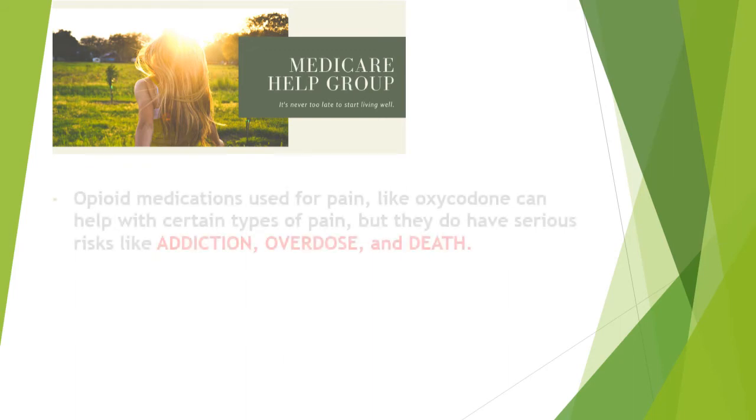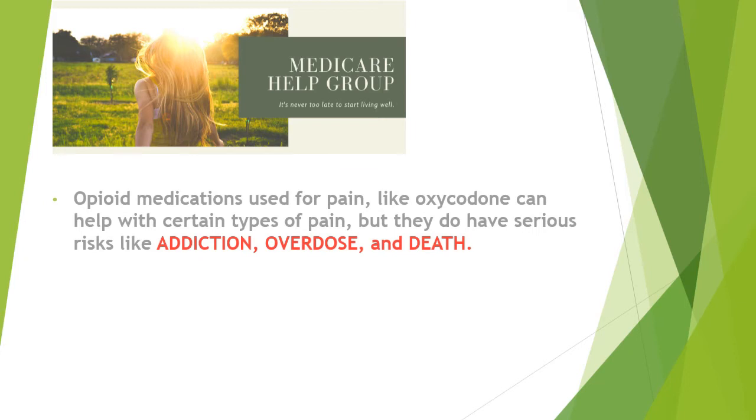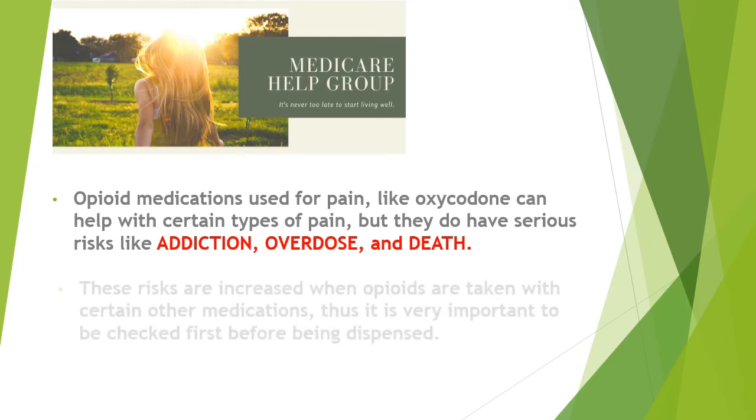Opioid medications used for pain, like oxycodone, can help with certain types of pain, but they do have serious risks like addiction, overdose, and death. These risks are increased when opioids are taken with certain other medications, thus it is very important to be checked first before being dispensed.